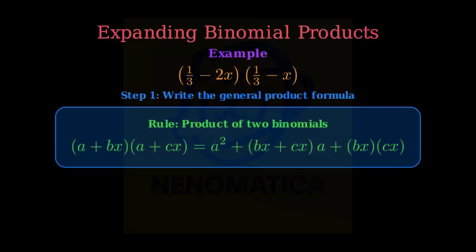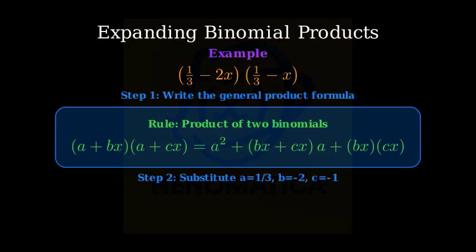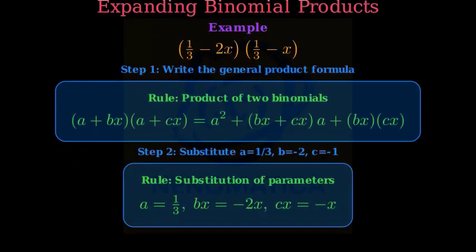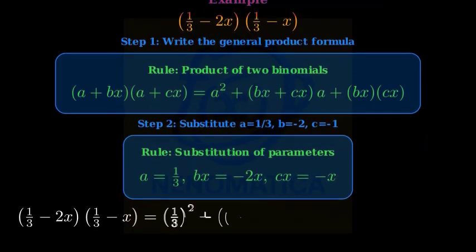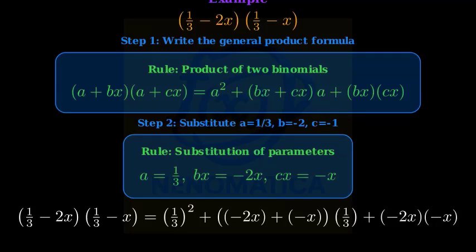In step 2, we'll substitute the values from our problem into the formula. In our problem, a equals 1/3, b equals -2, and c equals -1. So we get (1/3 - 2x)(1/3 - x) equals (1/3) squared, plus the quantity (-2x plus -x) times 1/3, plus (-2x) times (-x).